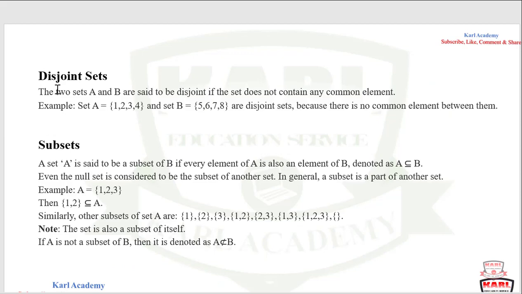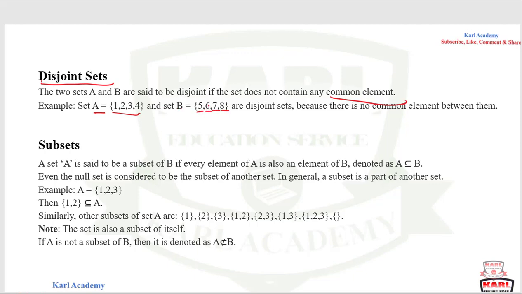Then the other part is we are talking about disjoint sets. For example, you have two sets A and B. These sets are disjoint if they do not contain any element in common. See set A here. The elements in set A are 1, 2, 3, 4. In set B are 5, 6, 7, 8. So the elements in set A don't share any elements with set B.